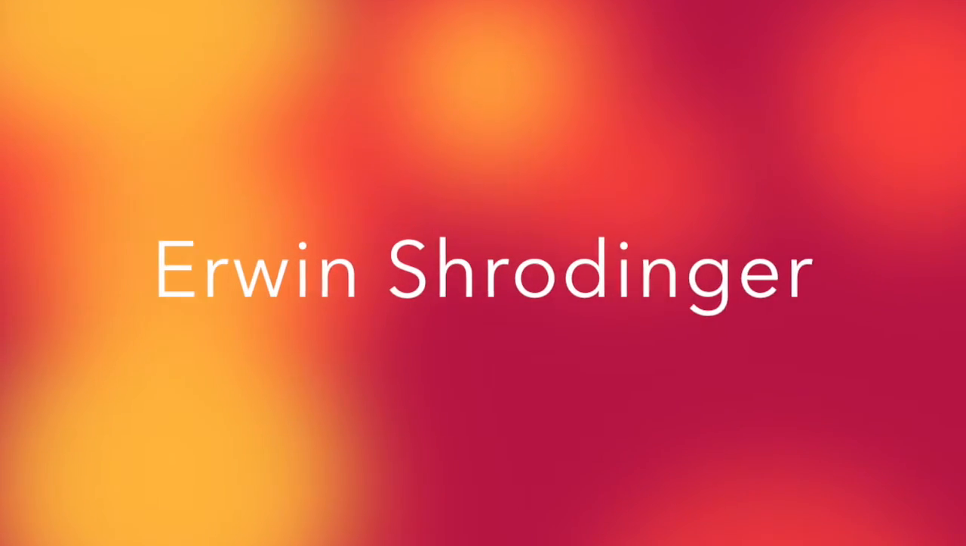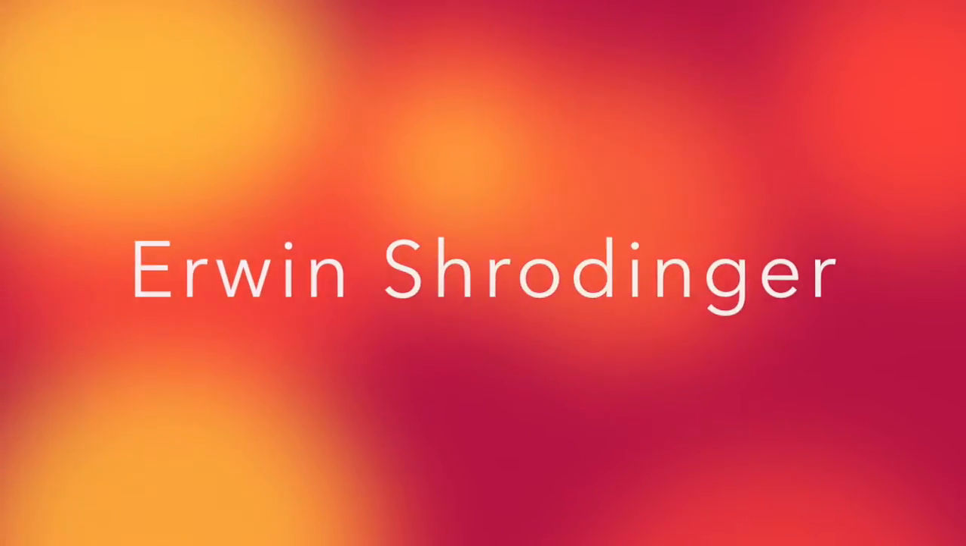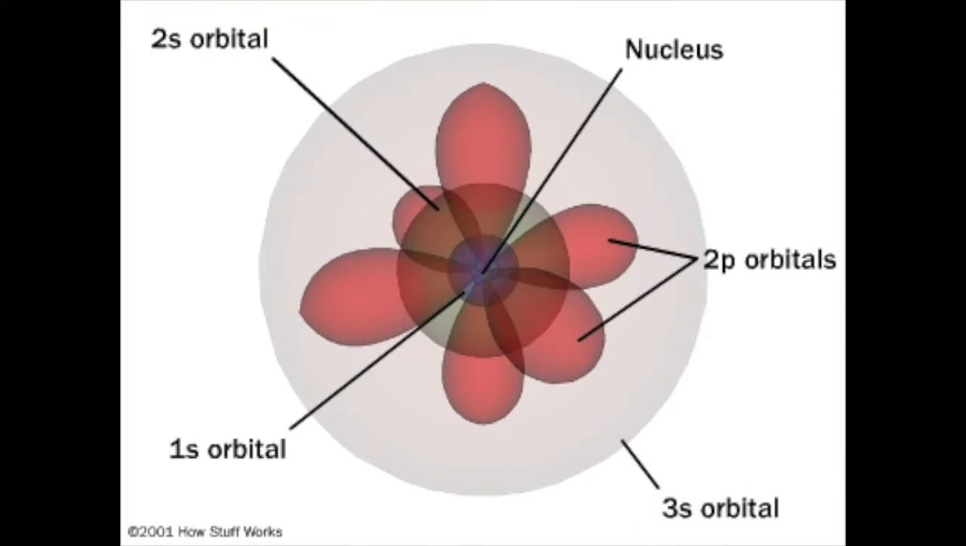Erwin Schrödinger is best known for being part of the team that created the quantum model of the atom. The quantum model is very similar to Bohr's model, the only difference being that instead of different levels of electrons, there are orbitals, or areas of probability, that contain the electrons. This is the model of the atom that is accepted today.